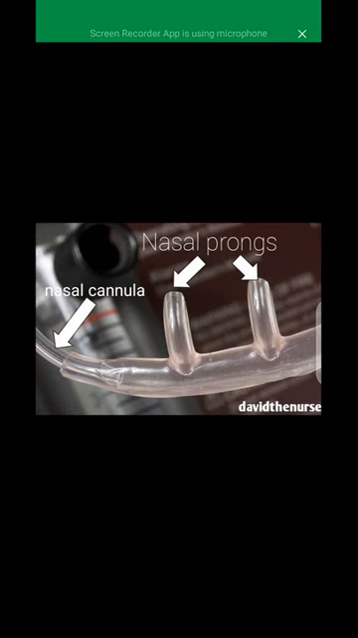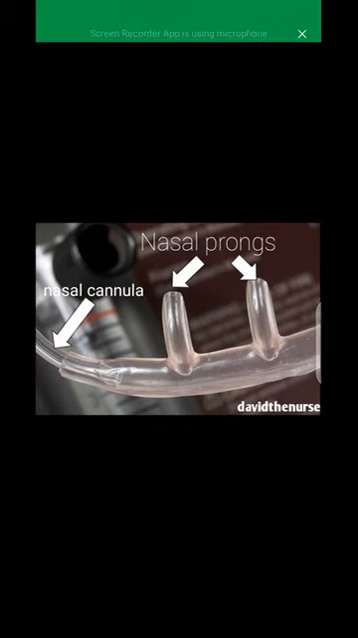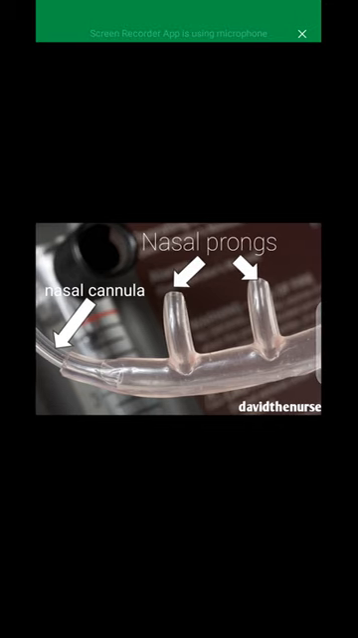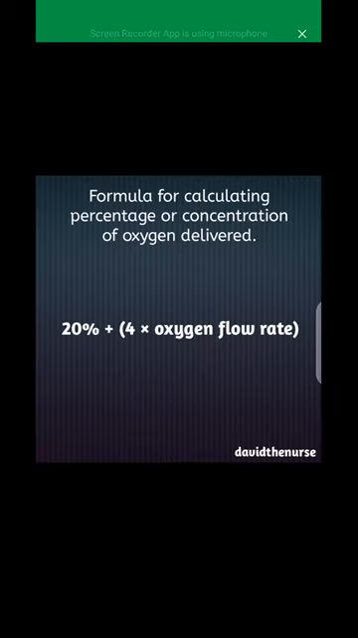Now if I'm administering oxygen using nasal prongs, how do I calculate the concentration of oxygen I'm giving to my patient? There's a formula to be used. How do I know that I've not exceeded the concentration I should give? It is very simple. The formula is right here. Formula for calculating percentage or concentration of oxygen delivered: 20% plus, into bracket, 4 times oxygen flow rate.